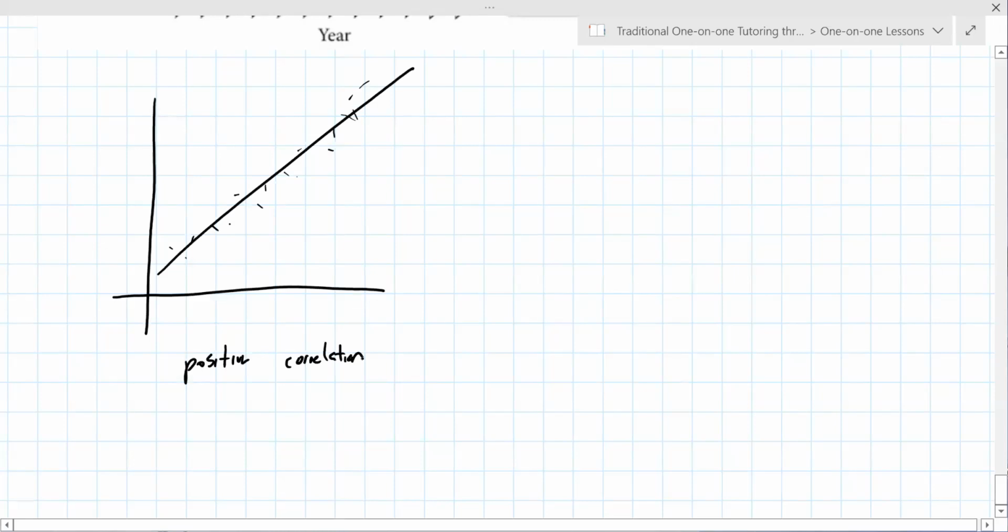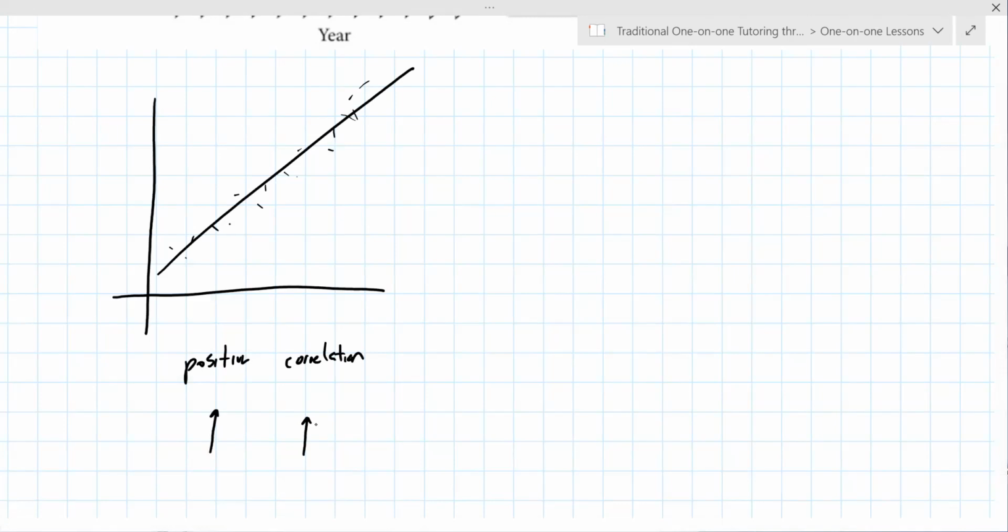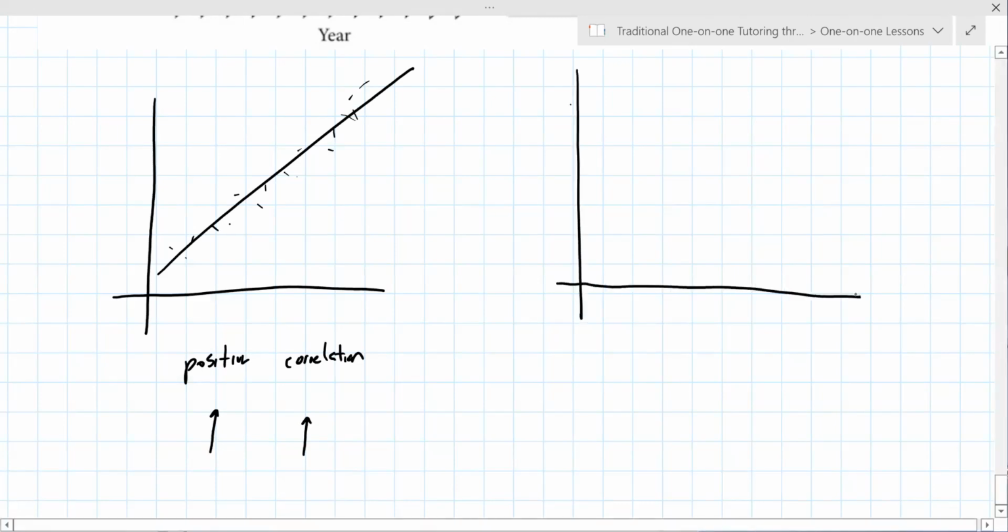You can think of positive correlation as: the input goes up, so does the output. The more time I practice with Matthew, the higher my ACT score will be, if you want the analogy to what we're doing today.